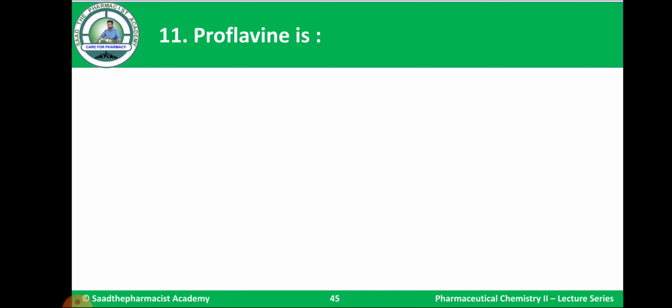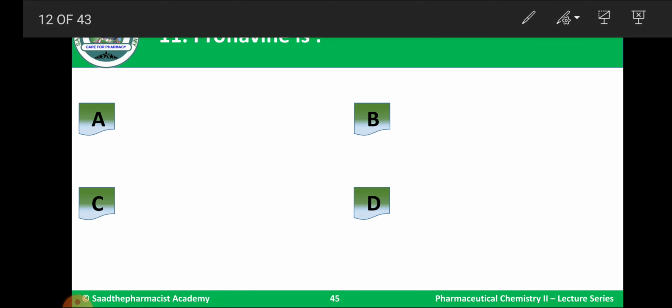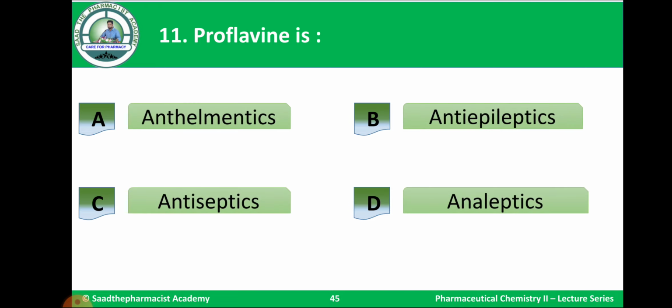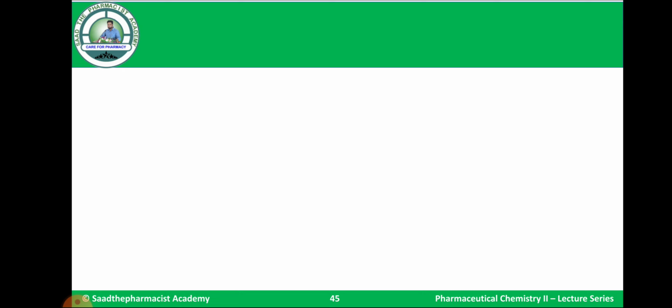Question number 11, Proflavine is. And the options for Proflavine is are A. anthelmintics, B. anti-epileptic, C. antiseptic, D. analeptic. And the correct answer for the question number 11 is antiseptic. Okay.